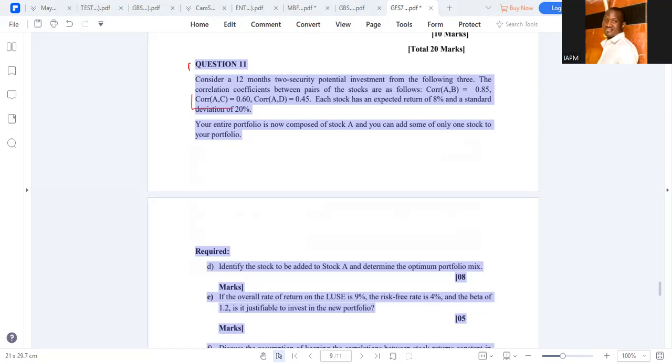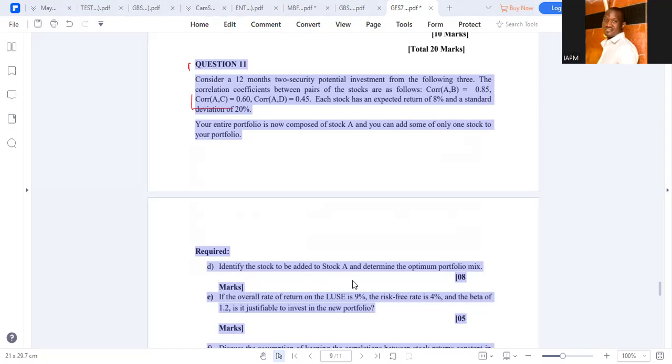So we are told that we have correlation AB 0.85, AC 0.60, AD 0.45. Each of the stocks has an expected return of 8% and standard deviation of 20%. Your entire portfolio is now composed of A, and you can add some of only one stock to your portfolio.